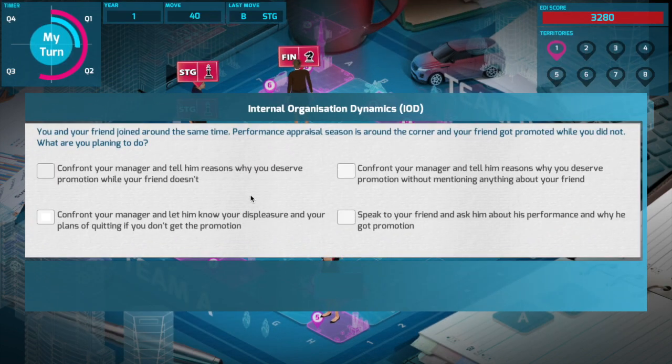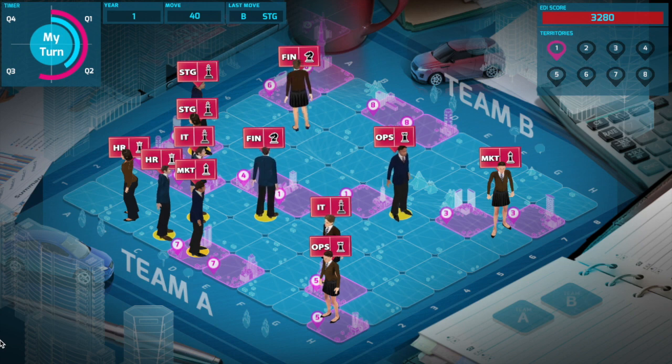The game simulates organizational dynamics in the form of scenarios, and these scenarios are sometimes different across various departments. The scenario that you see on your screen is about you and your friend joining the organization around the same time, and your friend is being promoted while you are not. And the scenario talks about what would be your decision if you were at that particular point in time in your organization. There is no right or wrong answer to these scenarios. It is either an appropriate response or an inappropriate response.